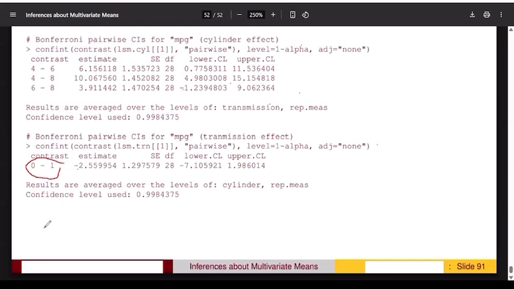Okay, you know what? This is doing it for MPG. You're also going to do it for the other dependent variables.